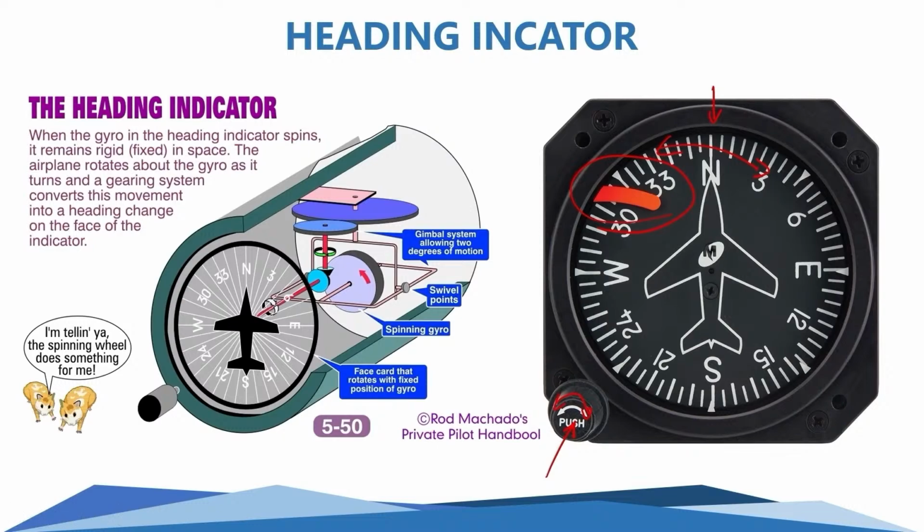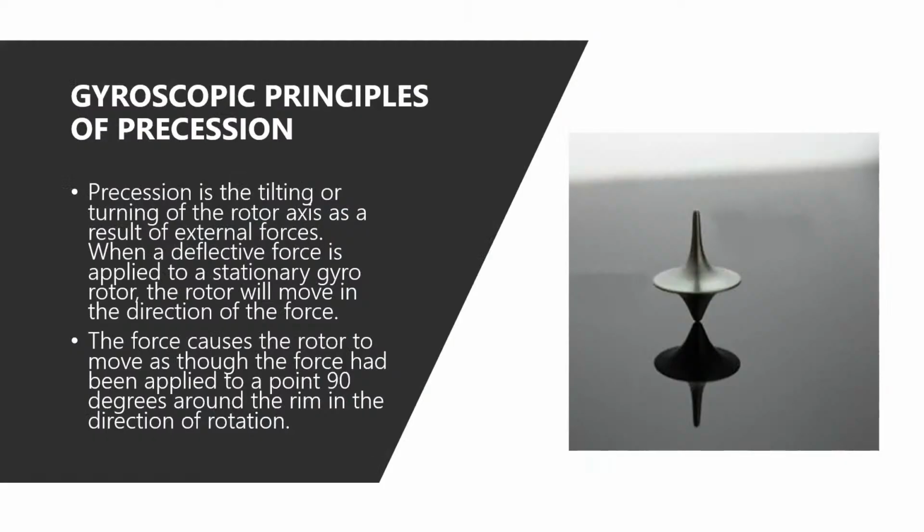So the way that these operate is still that gyroscopic principle, but the main one that we're going to be covering here is this precession. And precession is just a tilting or turning of the rotor axis as a result of a force. So very simply, when a deflective force is applied to a stationary gyro rotor, the rotor will move in the direction of the force. However, when the same force is applied to the rim of a spinning rotor, the force causes the rotor to move as though the force has been applied to a point 90 degrees around the rim in the direction of the rotation.